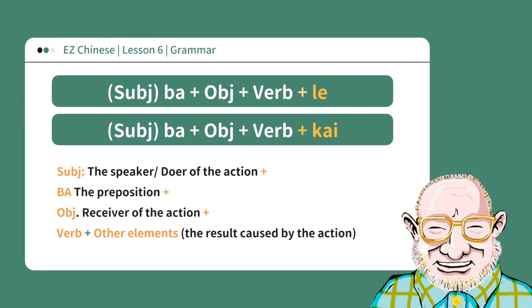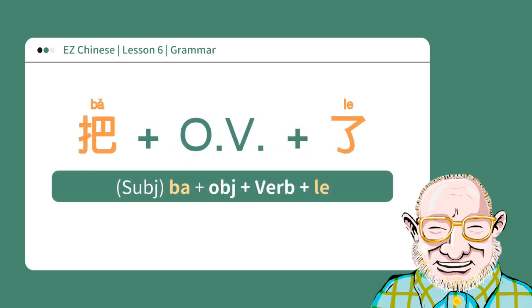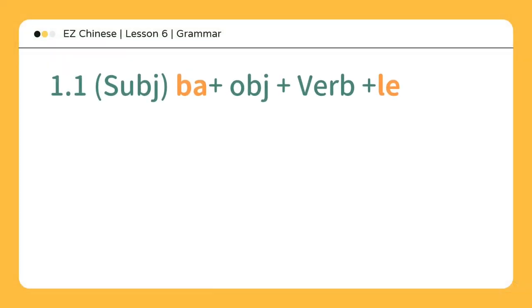Le is the complement of the result. 吃了，拿走了。Now, let's look at two complements of result. Le and kai. The complement of result le indicates the action is complete. Treatment.